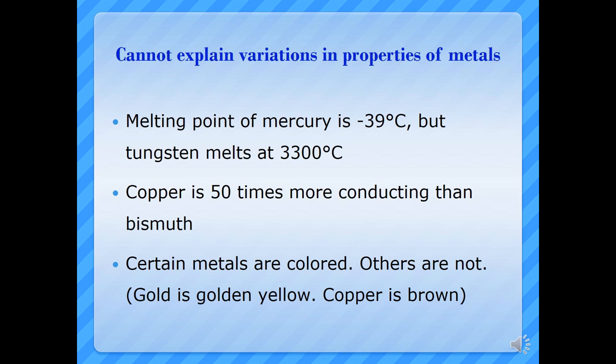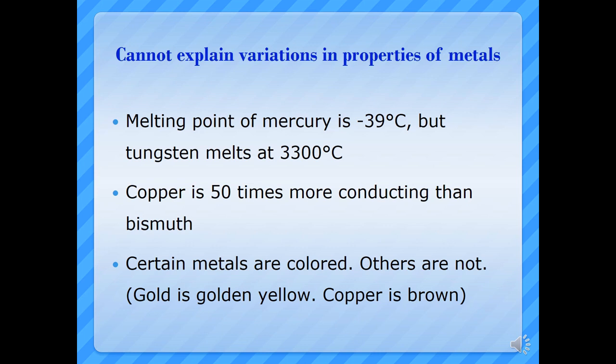Also, another thing is that certain metals like sodium and potassium are very soft. We have already seen that when we cut them, we can even cut these metals with a knife. Whereas various other metals, say for example osmium, are very hard. It is so hard that it can scratch even glass.